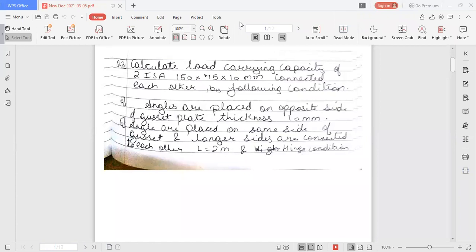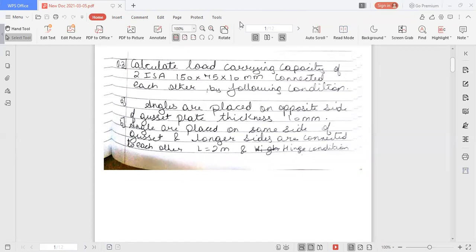First one is the angles are placed on the opposite side of the gusset plate. जो आपके दोनों angles हैं that are placed on the opposite side of the gusset plate whose thickness is 10 mm, and the second condition is that the angles are placed on the same side of the gusset plate and the longer side is connected to each other with the length 2 meter and the hinge condition.